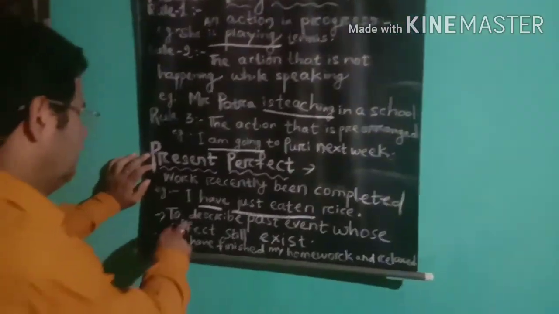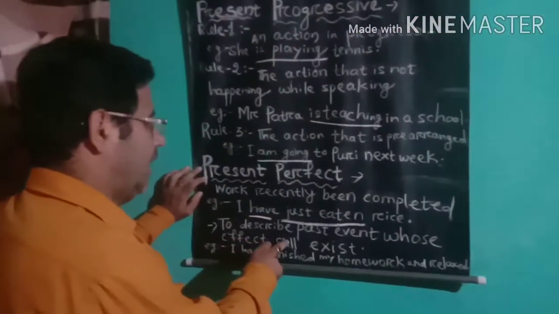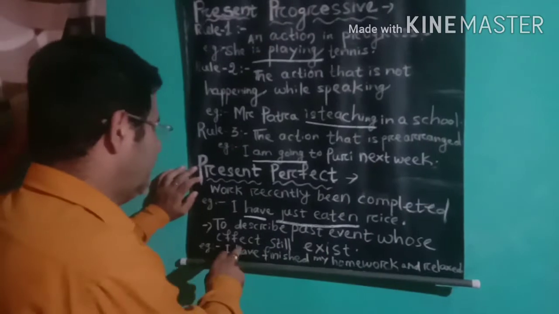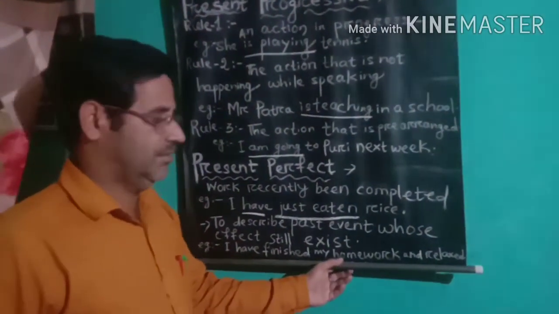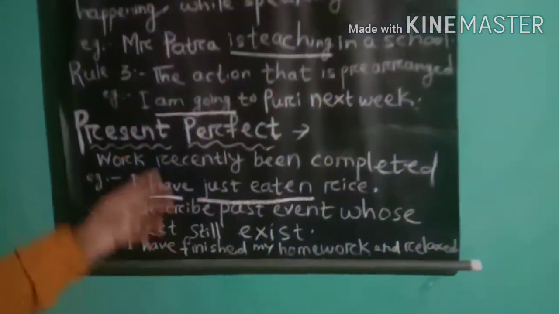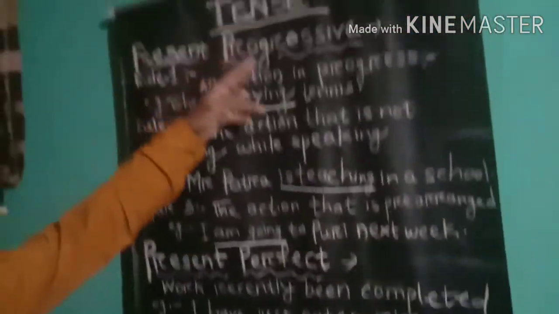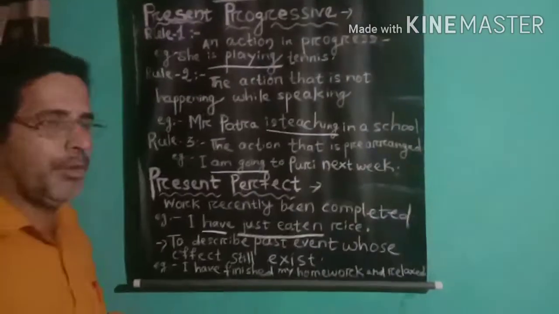Recently completed work. To describe another rule: to describe a past event whose effect still exists. I have finished my homework and relaxed. So this is all about the present progressive and present perfect.